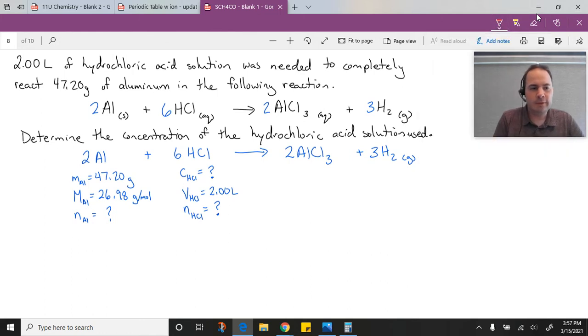So when we're working through this, remember, the first step is to find moles using the mass and the molar mass of aluminum, because we have enough information to get to moles that way. Once we've got moles of aluminum, our next step is to do our mole ratio. And then our third step, to get from moles to concentration of HCl, we're going to involve the volume here, and we're going to do that calculation to get concentration. So that's what we need to do. Let's do it.